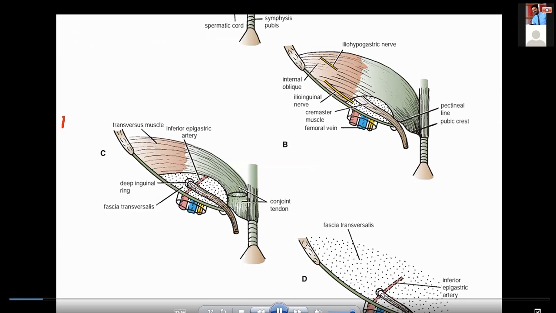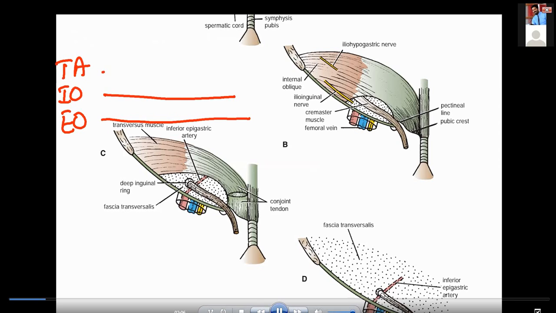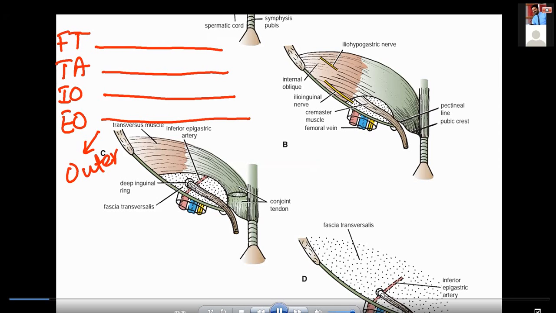See here. This is our external oblique muscle. It is our internal oblique muscle. This is our transverse abdominis muscle. This is our fascia transversalis. Okay, these four layers. This is the most outer layer. I didn't draw here Scarpa's fascia, skin, other fascias.